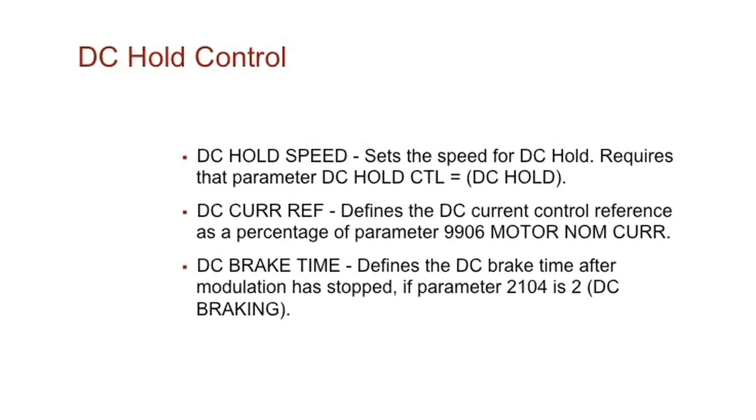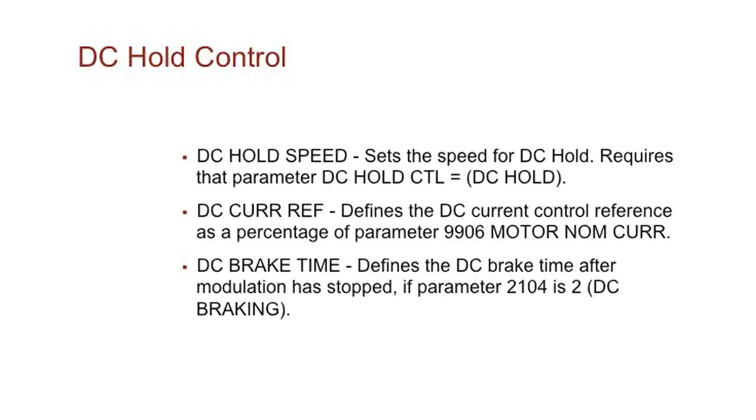There are some parameters associated with this. The DC hold speed, that's the point at which you want it to change over from AC to DC. How slow do you want it to be going when you tell it to hold that motor? You want that to be 100 RPMs, you want it to be 10 RPMs. What do you want it to be?